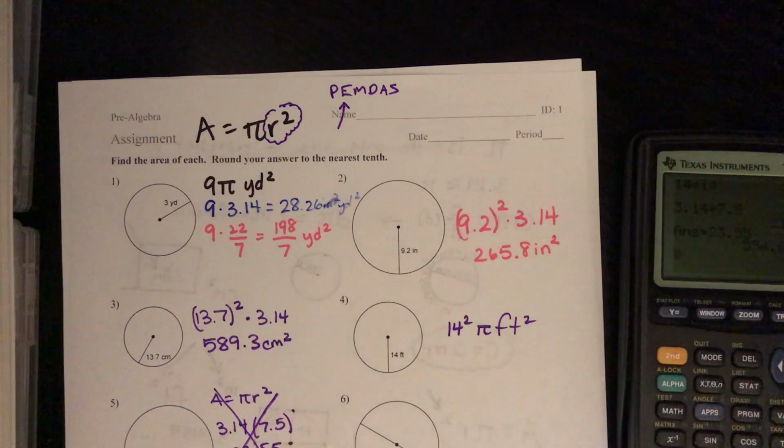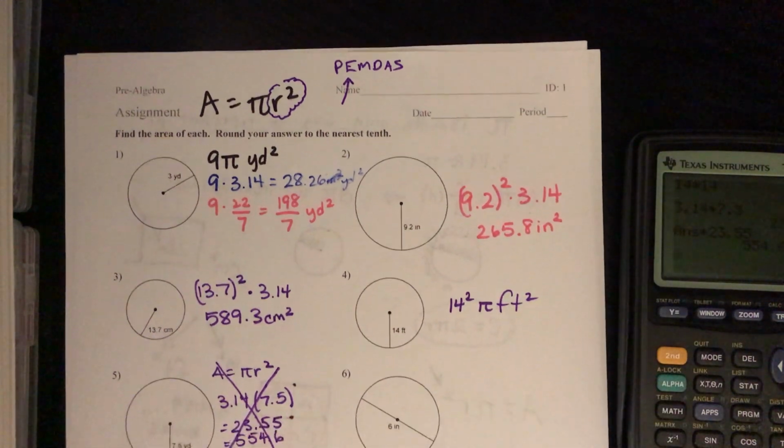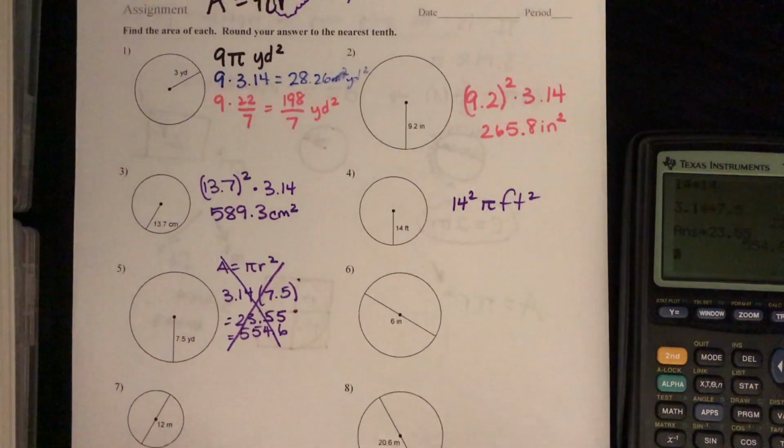So I almost think it's better if you say the formula is r squared pi, because that really emphasizes the fact that you gotta square the radius first.